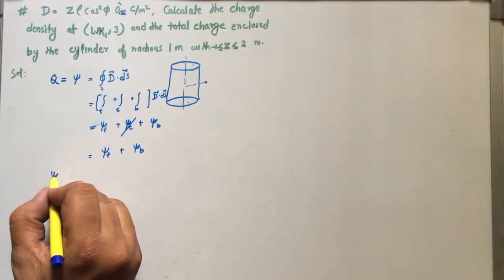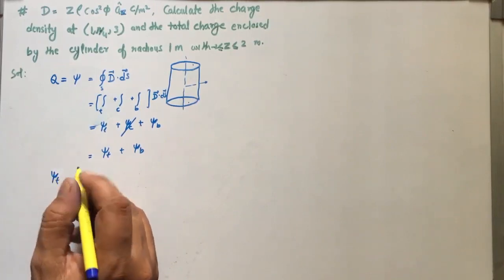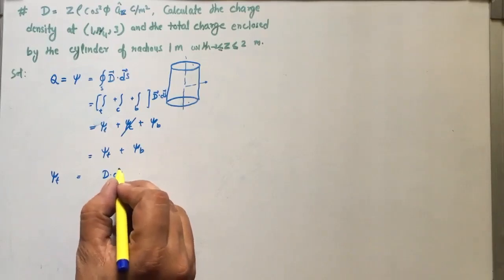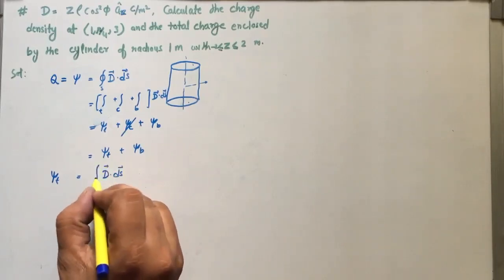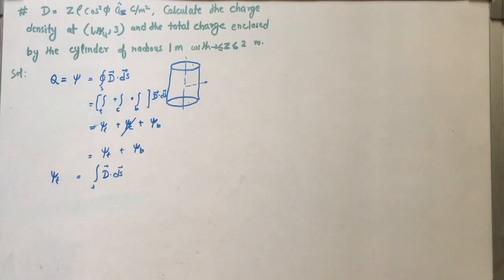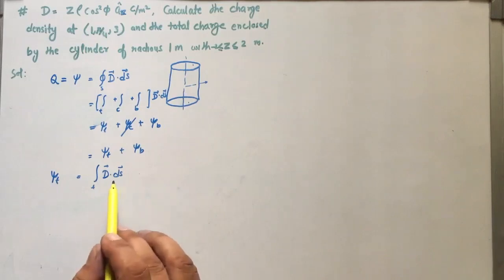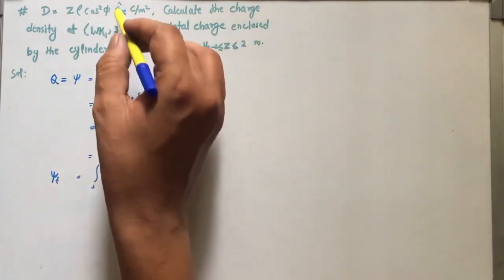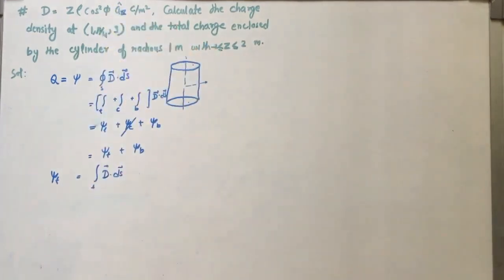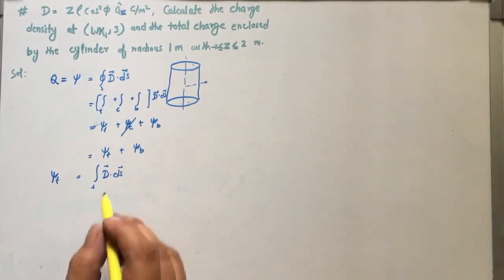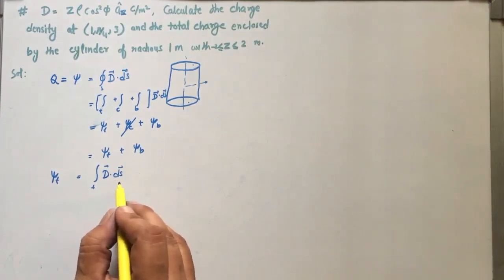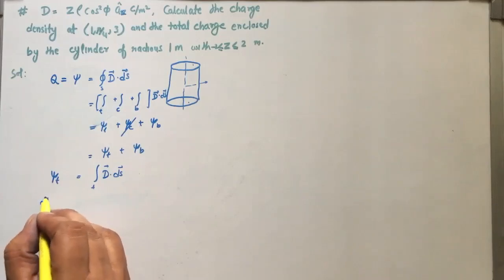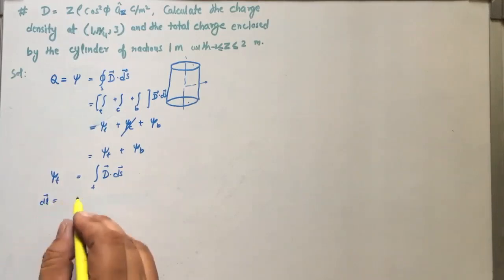Now try to find phi t. Phi t can be written as D dot dS at the top. Now we have to find the dS component in the direction of D, that is, D is in the az direction only. So for dS in the direction of az, to find that just write dL, it will make our problem easier.